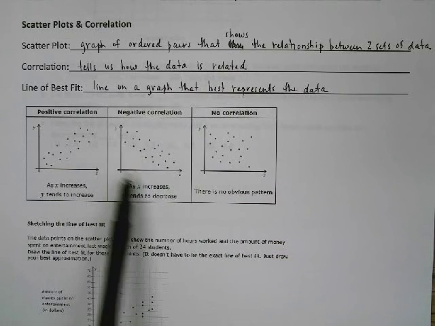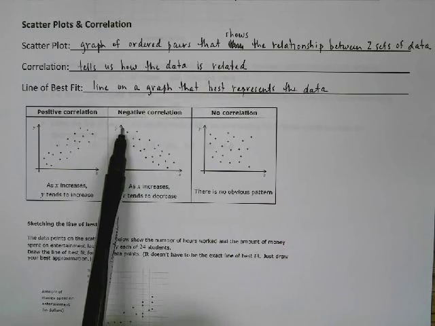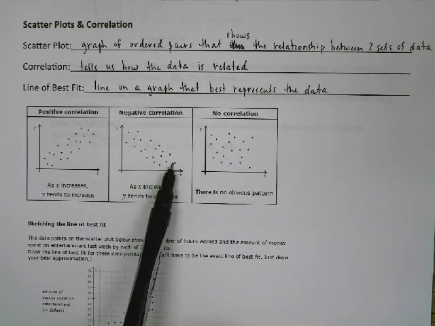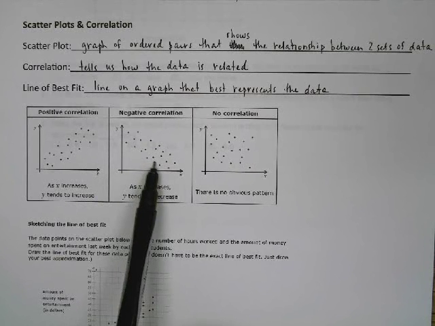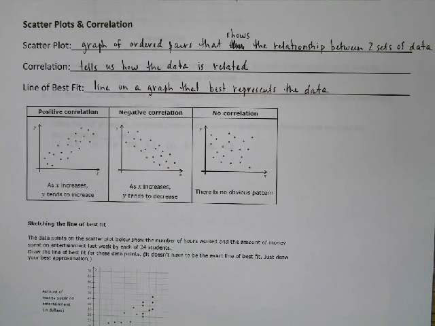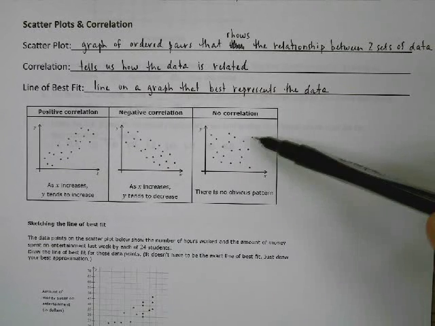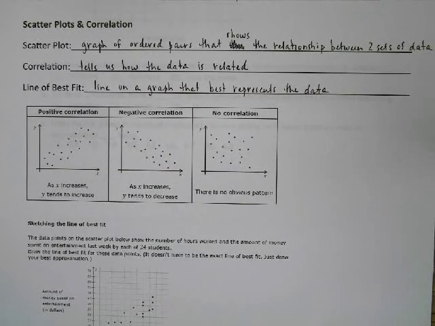In the next one, we have the opposite. Now as x increases, y tends to decrease. So that's moving in a downward direction. That's what we call a negative correlation. In this last example, clearly there's no real pattern there, and that's when we say there's no correlation between the data.